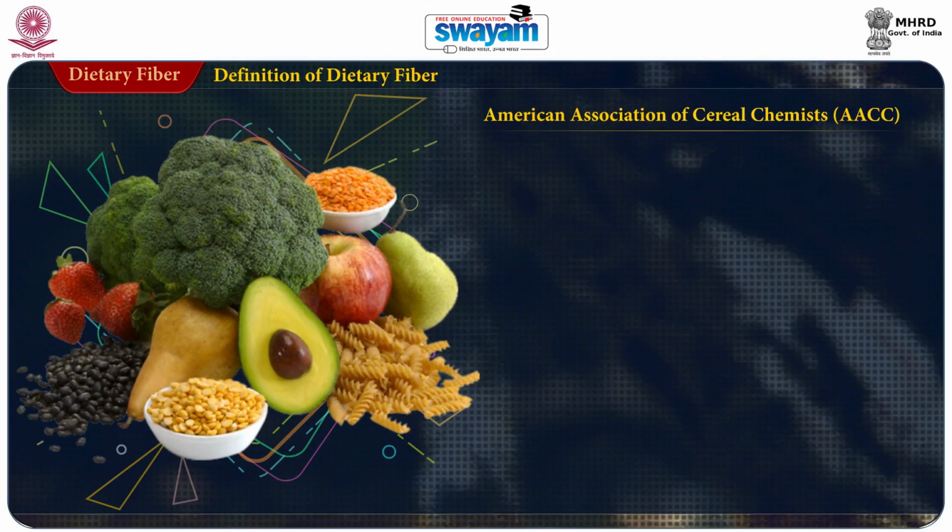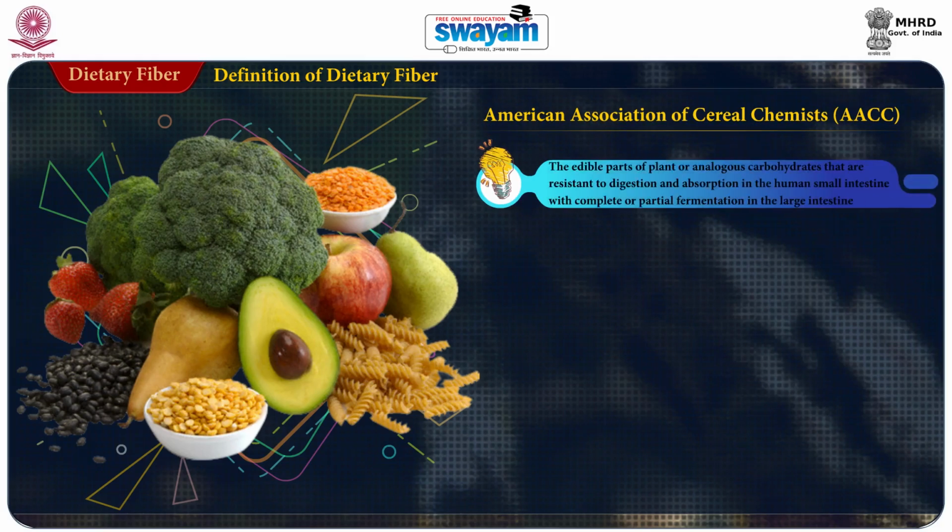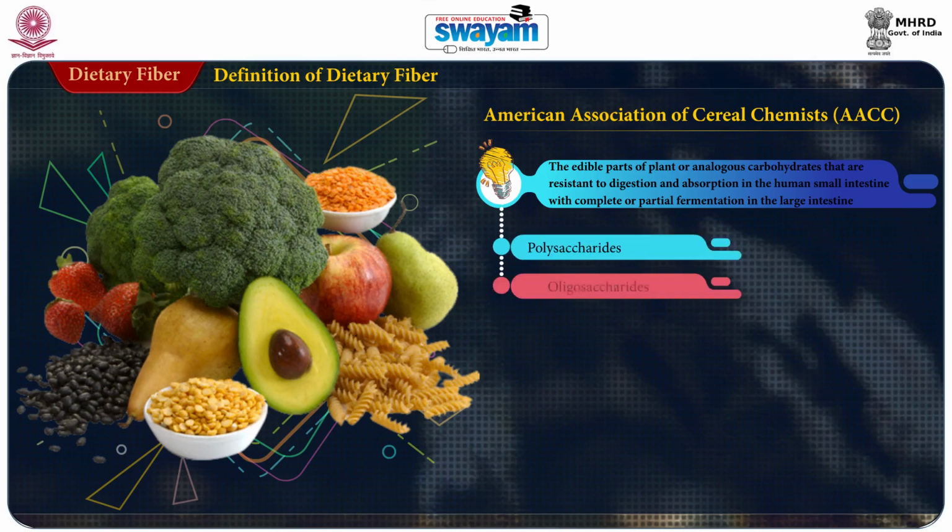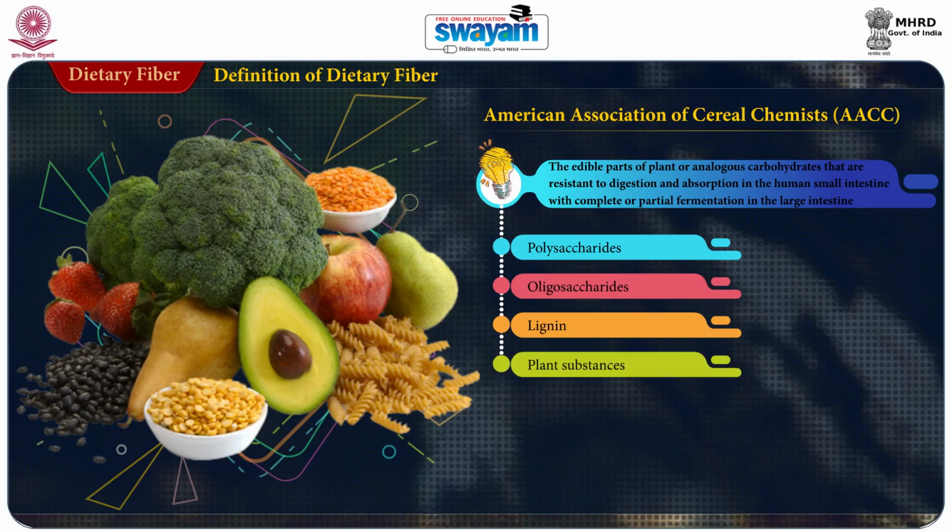Now let us understand the second definition, defined by the American Association of Cereal Chemists. In 2000, they defined dietary fiber as the edible part of plants or analogous carbohydrates that are resistant to digestion and absorption in the human small intestine with complete or partial fermentation in the large intestine. Dietary fiber includes polysaccharides, oligosaccharides, lignins, and associated plant substances.